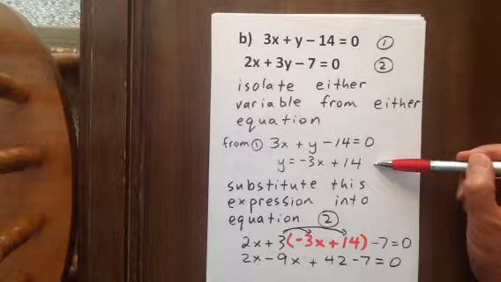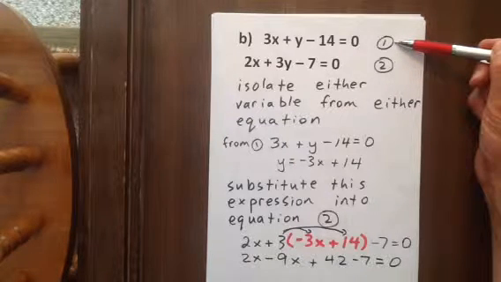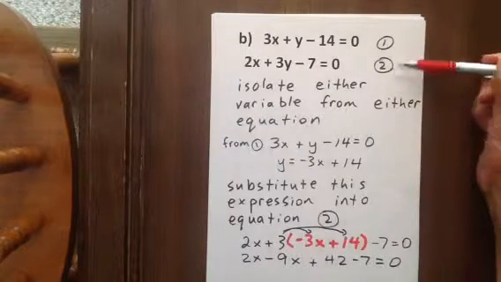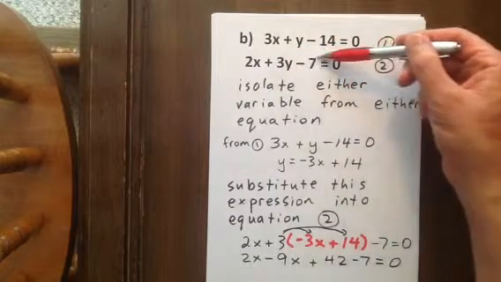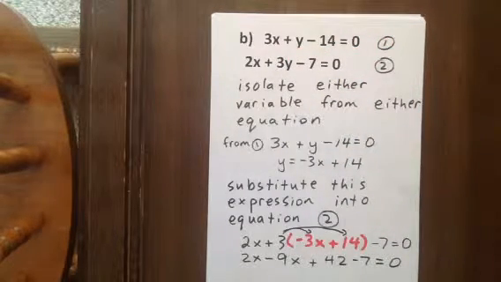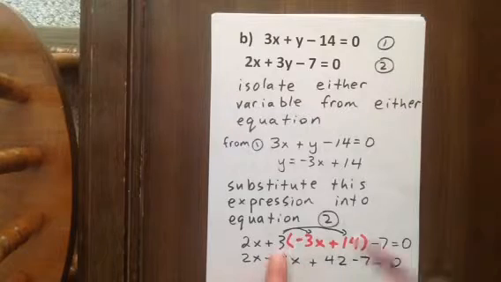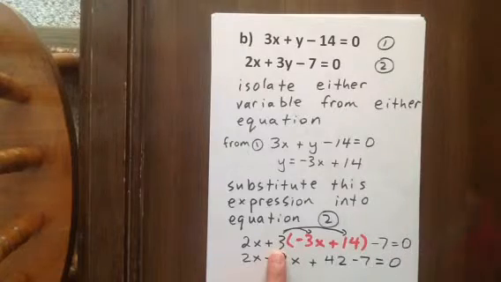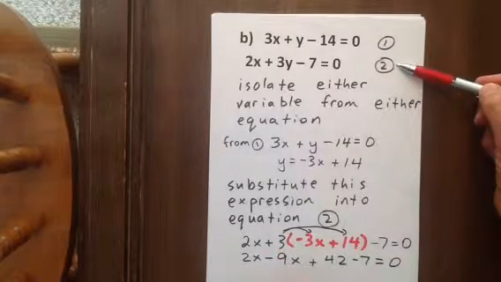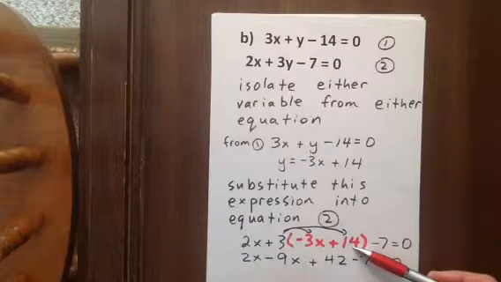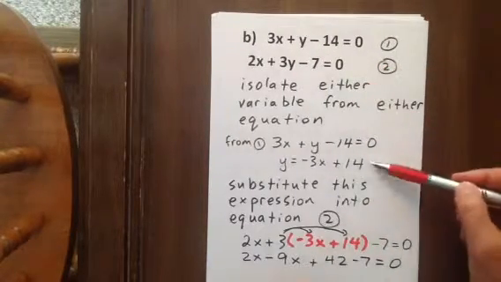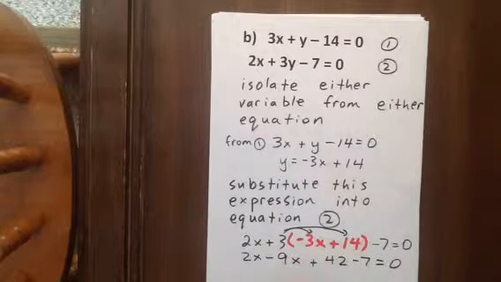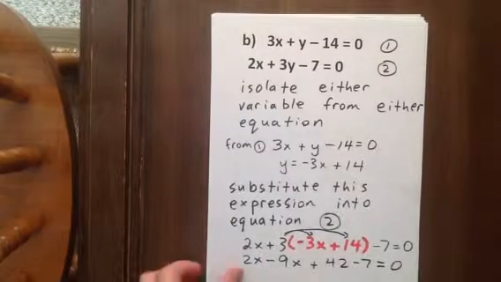which we do. What we've now done is we've rearranged equation 1, so we need to substitute that expression into equation 2. So for equation 2, instead of writing 2x plus 3y minus 7 equals 0, we're going to write 2x plus 3 times negative 3x plus 14 minus 7 equals 0. Notice we just rewrote equation 2, putting in a negative 3x plus 14 in for y, because that's what we said. When we distribute the 3 in, we get 2x minus 9x plus 42 minus 7 equals 0.